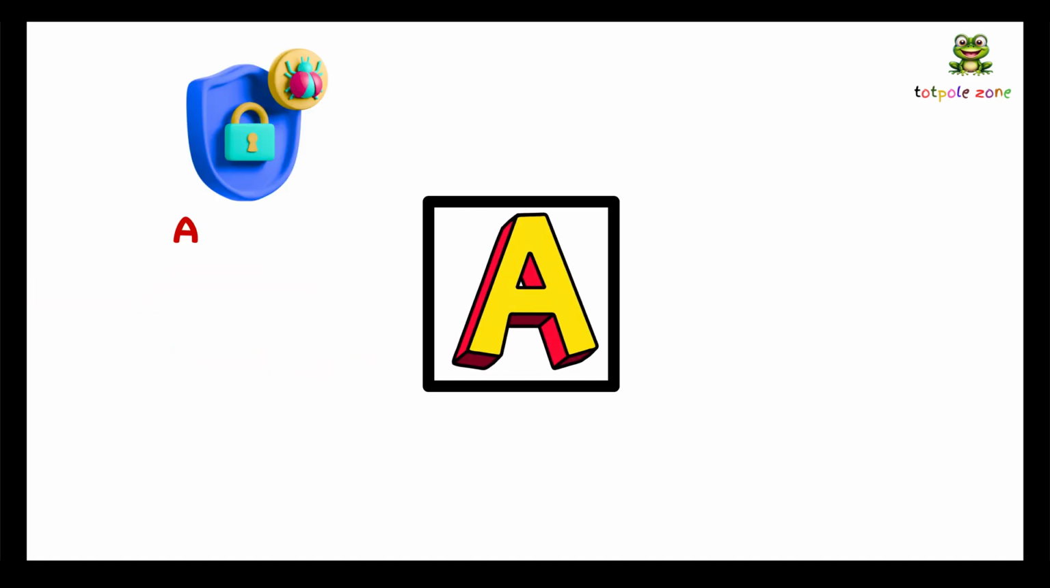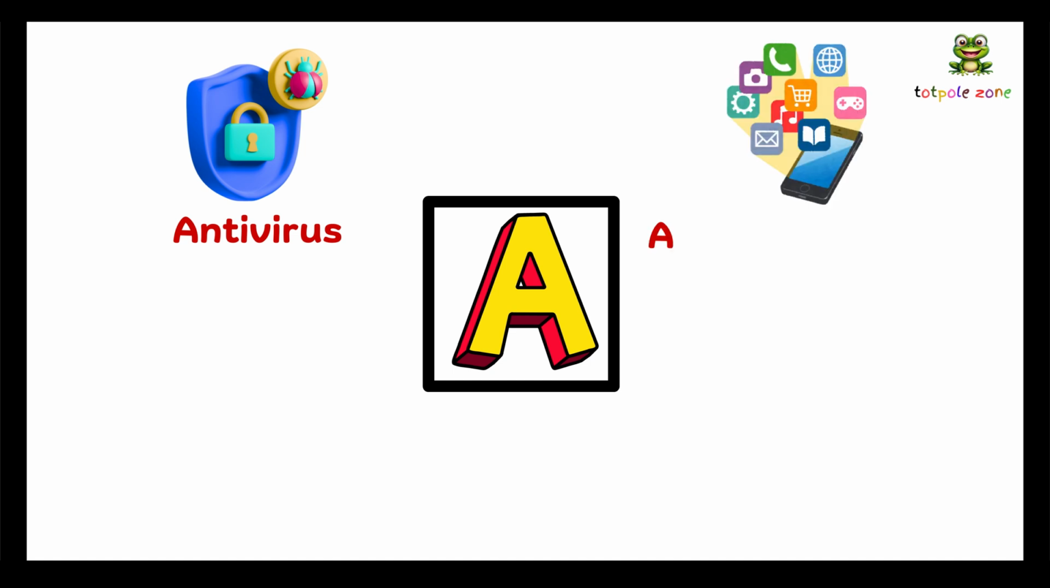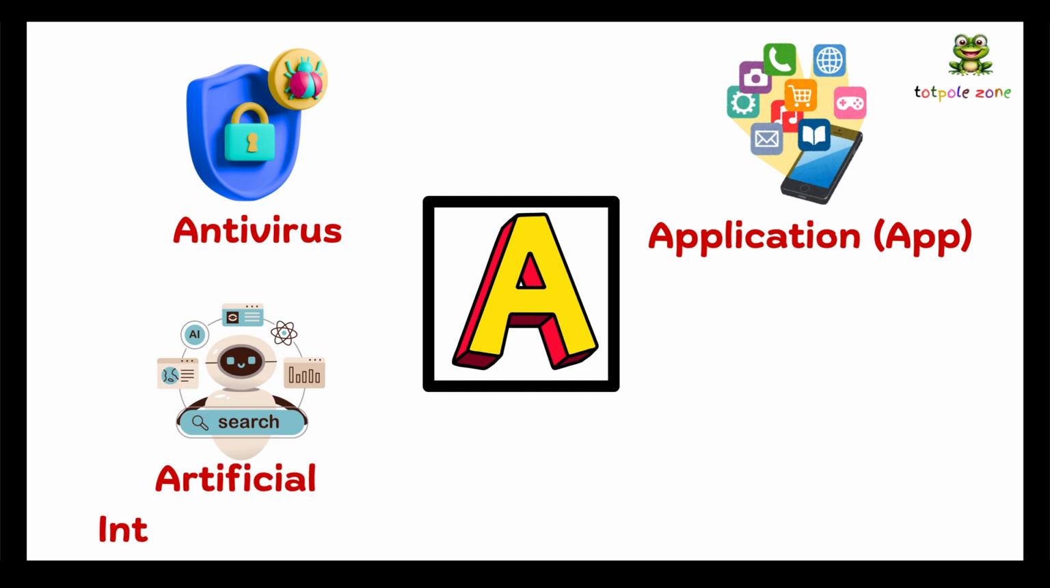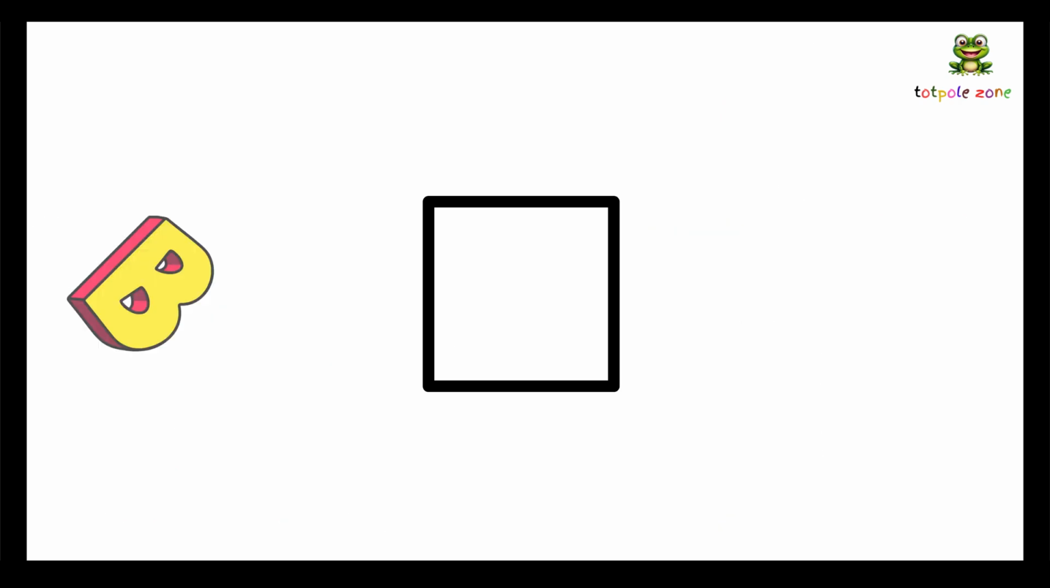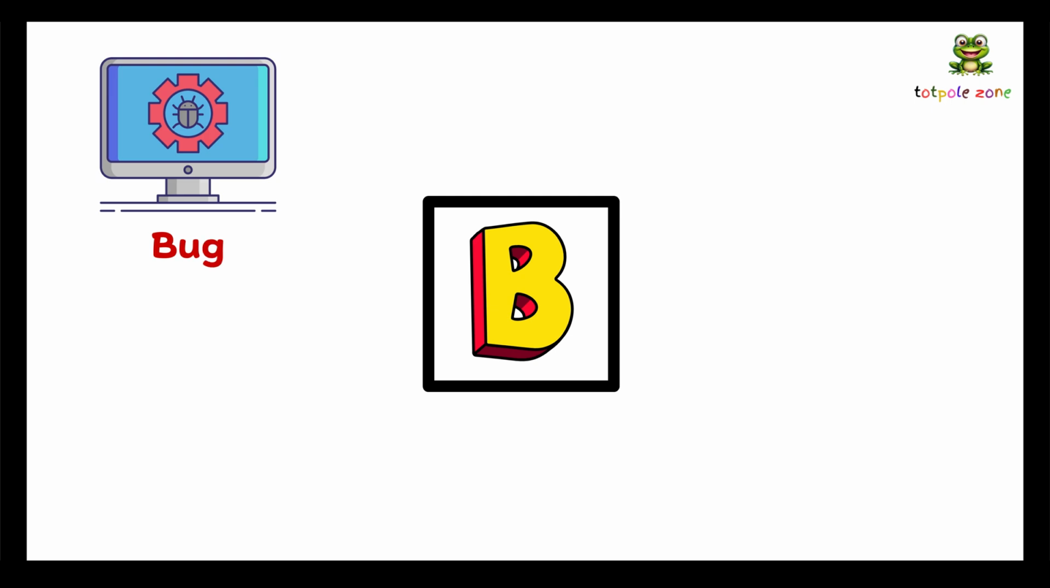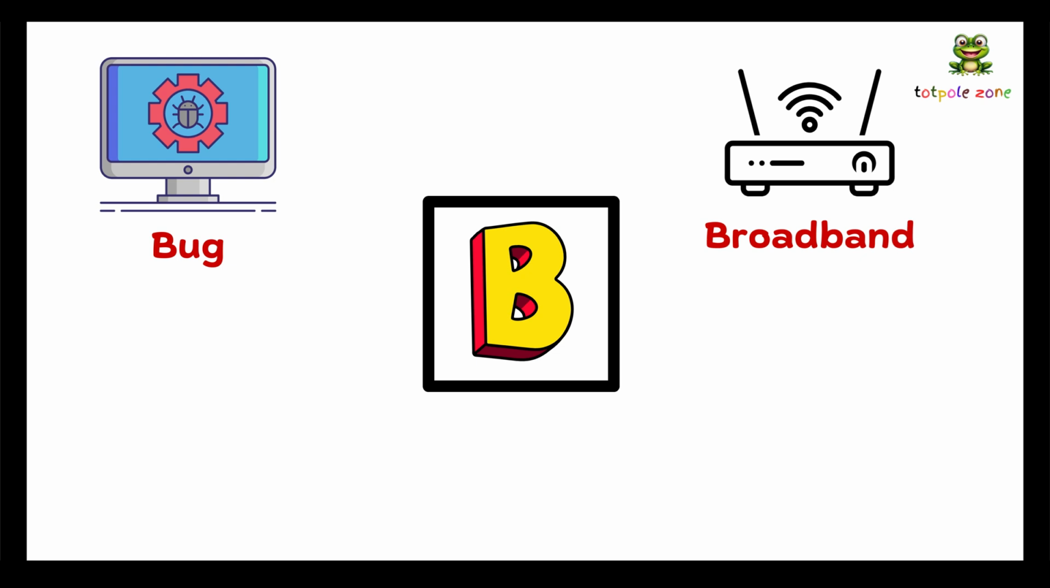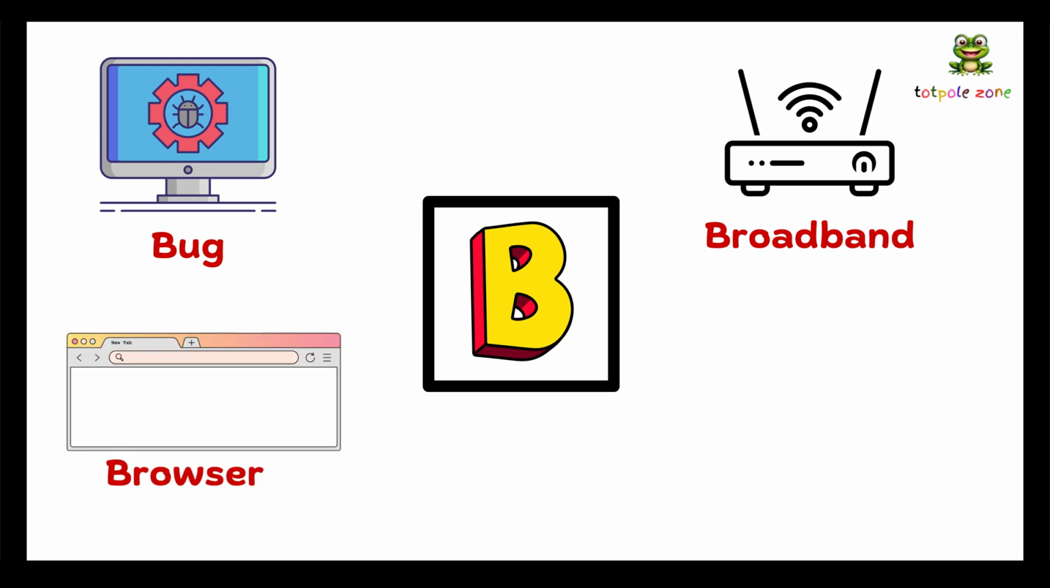A for antivirus. A for application. A for artificial intelligence. A for adapter. B for bug. B for broadband. B for browser. B for bandwidth.